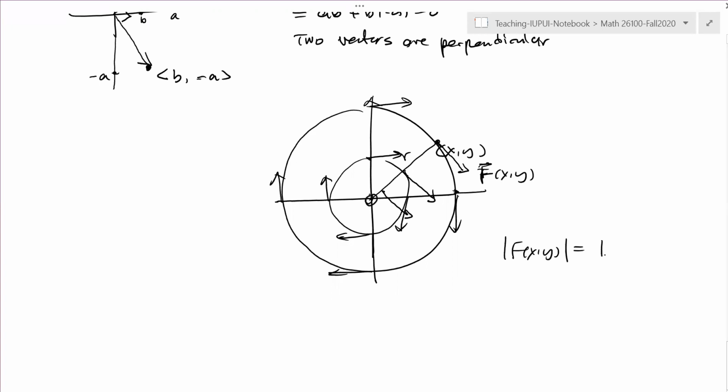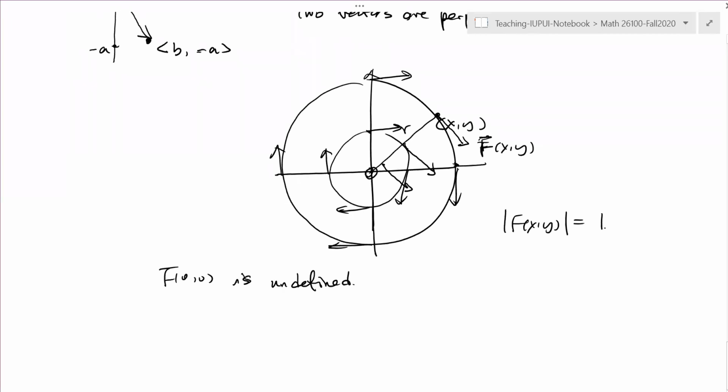Okay, so f(0,0) is not defined, is undefined. So there's no vector you can draw, because imagine, how to draw that? Those are the vectors around the circle, unit length. Now at the origin, how do you draw it? So it's undefined. Right, so that's a picture of this.